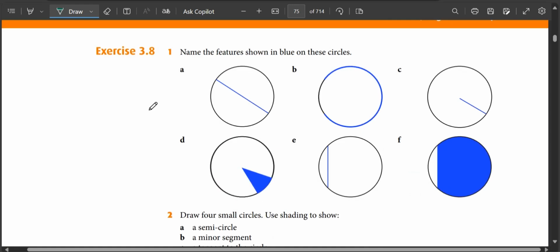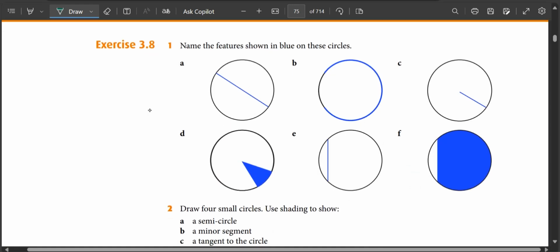Now let's move on to the exercise. Name the features shown in blue on these circles, which is very simple. Let's find A. This is the center, so this is the diameter. B जो है ये यहाँ से लेकर यहाँ तक शुरू हुआ है, that means it's a major arc.